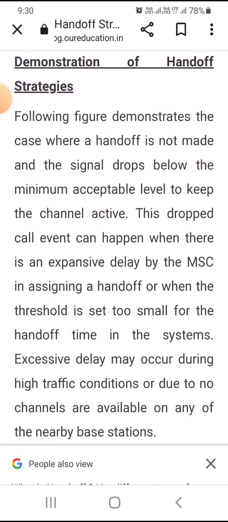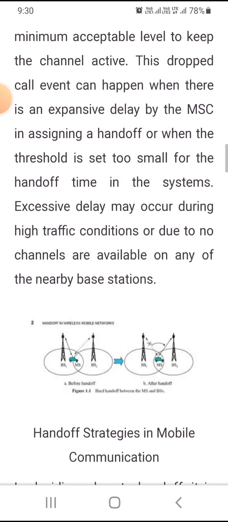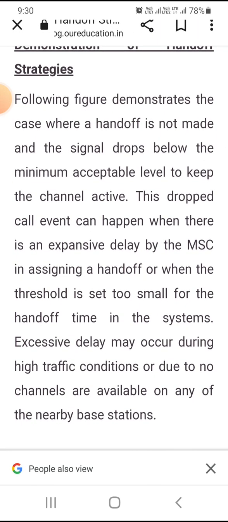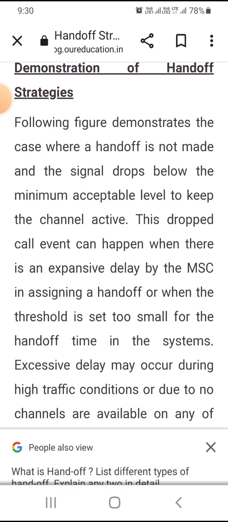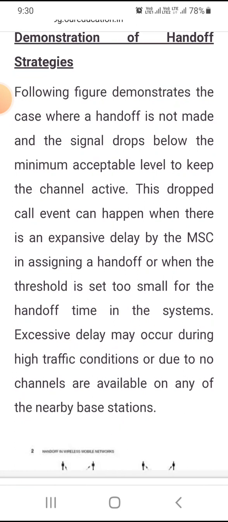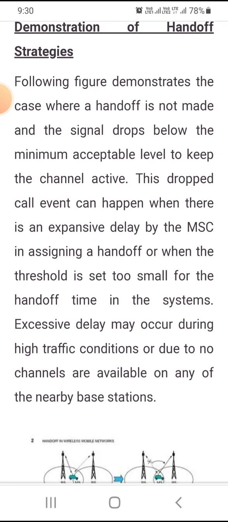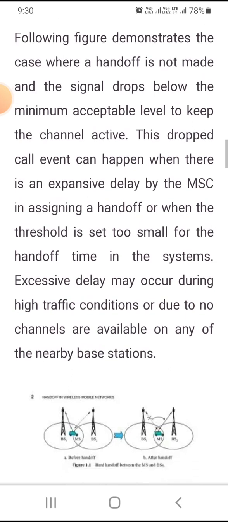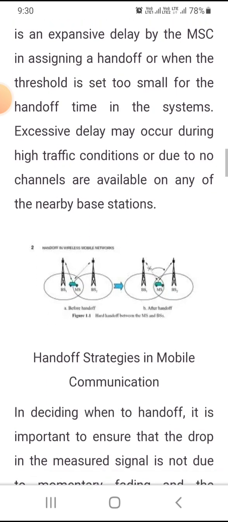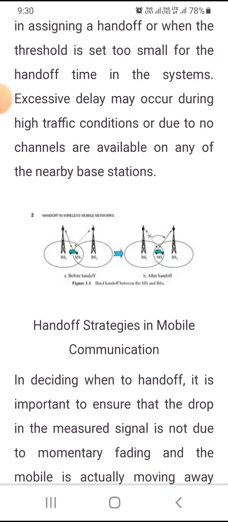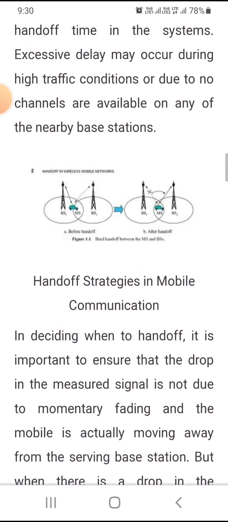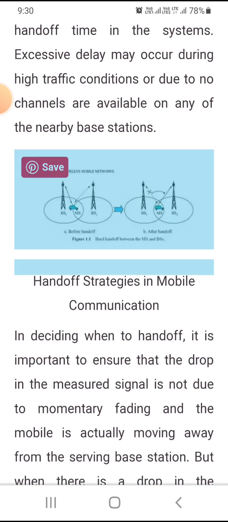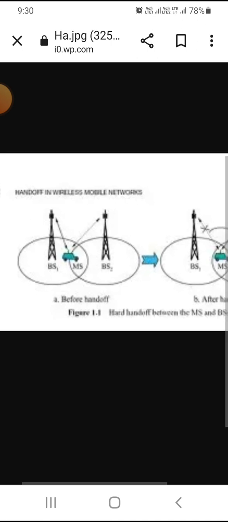Demonstration of handoff stages. This figure demonstrates that the handoff is not made and the signal drops below the minimum acceptable level to keep the channel active. This dropped call event can happen when there is an excessive delay by the MSC in assigning the handoff, or when the threshold is set too small for the handoff time in the system. Excessive delay may occur during high traffic conditions, or due to no channels being available at any of the nearby base stations.